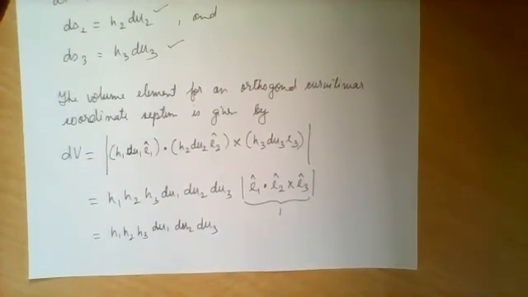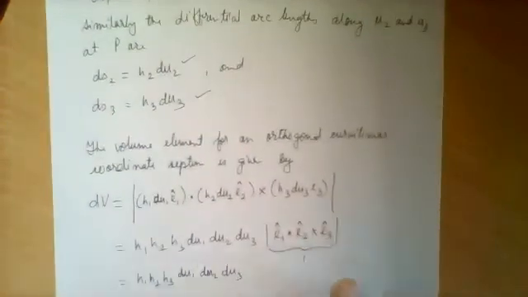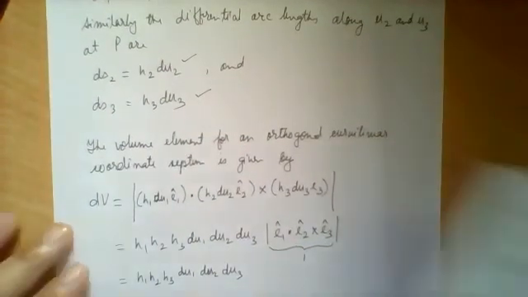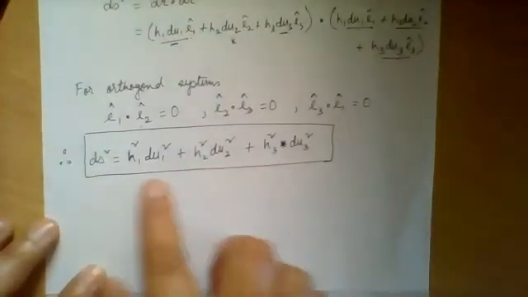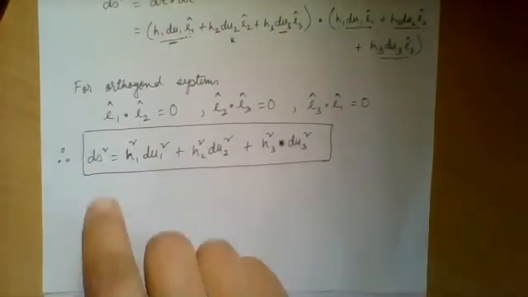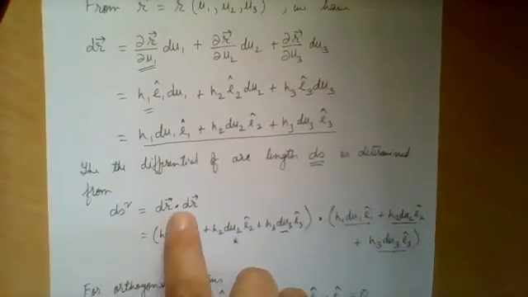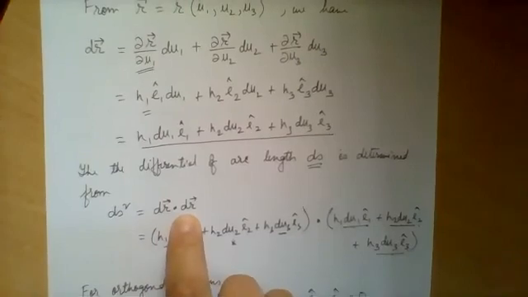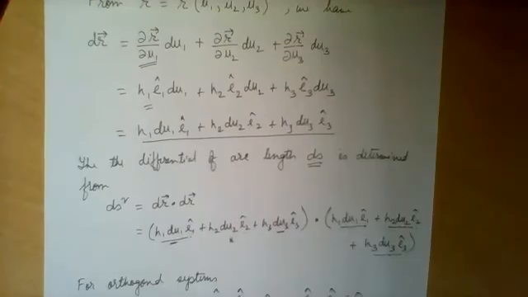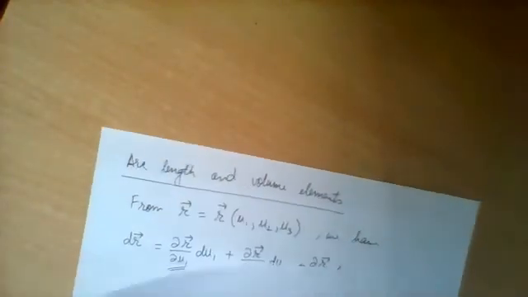For cylindrical coordinates, let us calculate ds square. ds square equals dr dot dr. In cylindrical coordinates, let me give you the hint. You can try it at home.